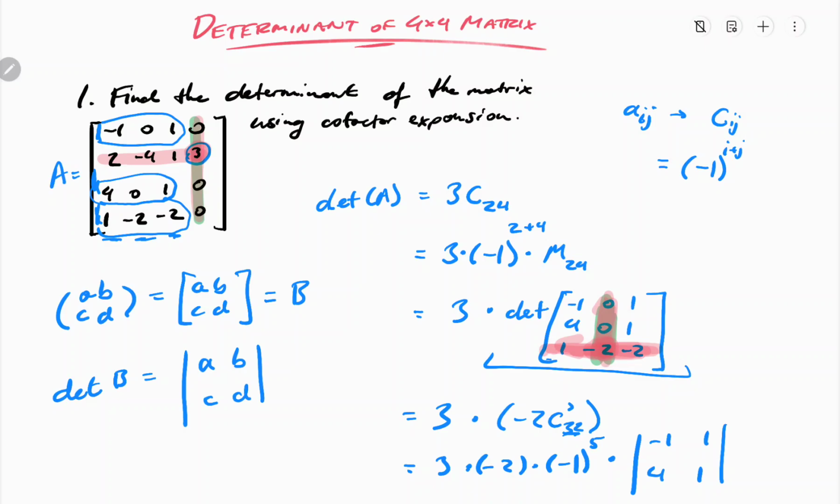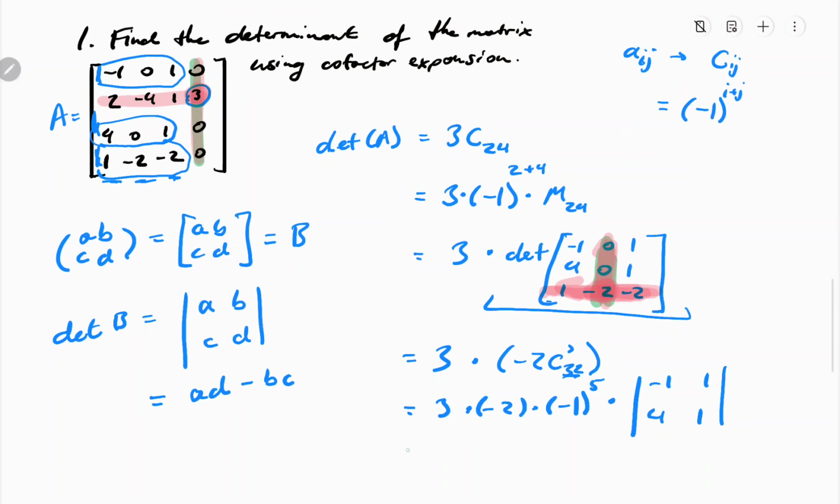I noticed that I have an algorithm to find the determinant of a 2 by 2 matrix, which is the top left times the bottom right minus the top right times the bottom left. So we're going to evaluate these numbers. We have 3 times -2 times -1, which gives us 6, and we're going to multiply that by the determinant of this over here.